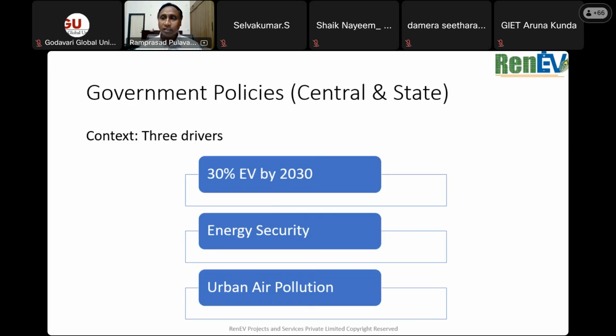The second reason is energy security. Why energy security? Approximately $1 billion per day is being spent on fuel imports. So they want to reduce the oil import dependency from outside India, so that our energy security is increased.